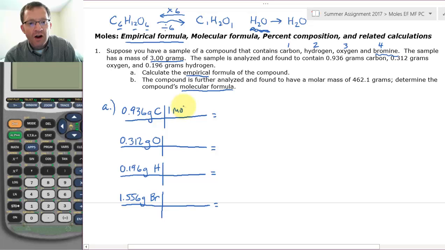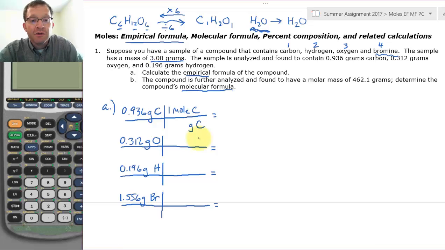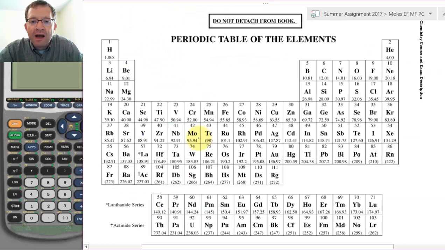So for 1 mole of carbon, there's a certain mass that we need to look up. And again, this goes back to what I mentioned earlier. If you don't have a comfortable feeling on molar masses yet, make sure you go back to the earlier videos and get that figured out. But we will look at our periodic table here and find the molar mass for carbon.